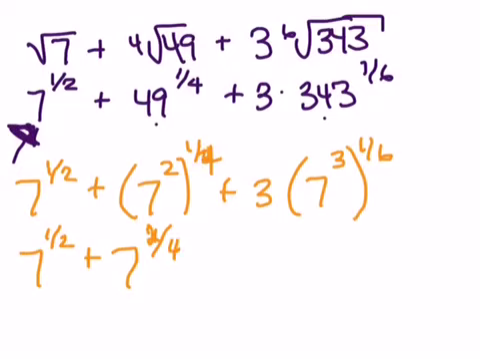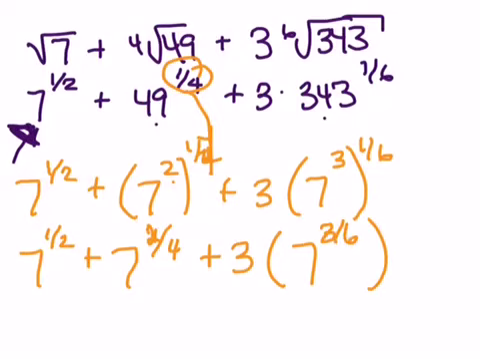Plus, so that 1/4 came from there. So I've got 2 times 1/4 is 2/4 plus 3 times 7 to the 3rd, so 3 times the 1/6 gives me 7 to the 3/6. So if I can simplify those fractions, I've got 7 to the 1/2 plus 7 to the 1/2 plus 3 times 7 to the 1/2.